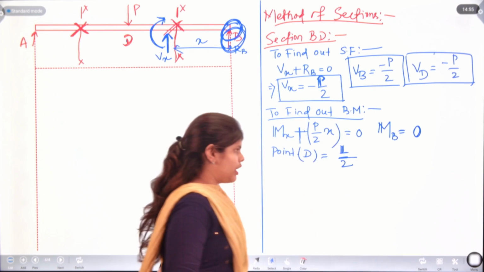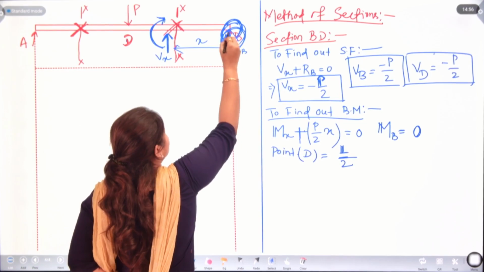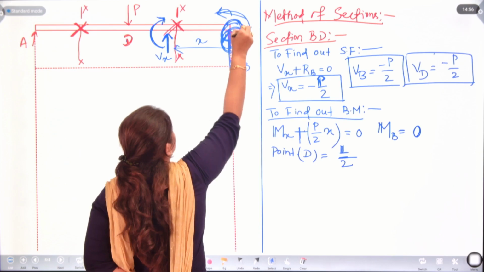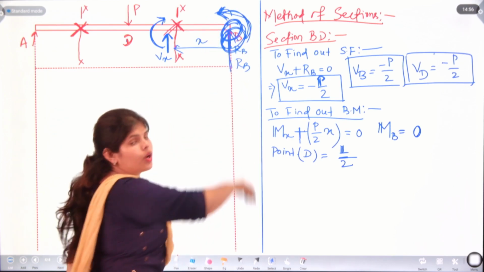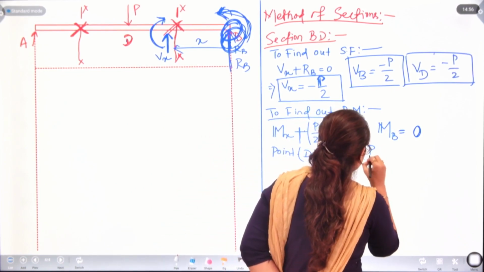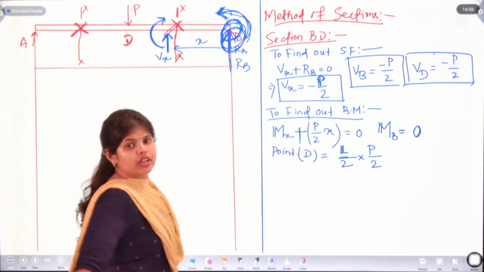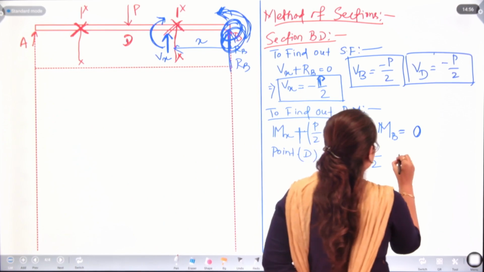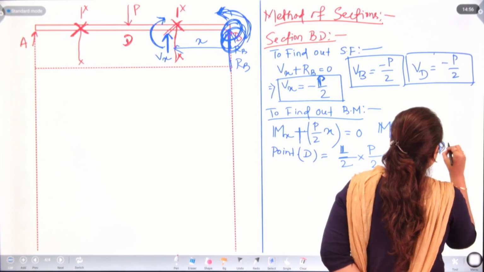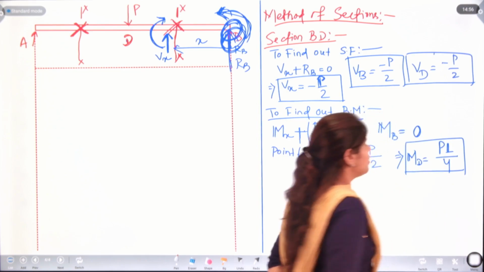The distance is L by 2 and you can see the force here is RB, and it is acting in this direction, that is anti-clockwise direction. So it will be positive, that is into P by 2. Why P by 2? P by 2 is nothing but your RB value. So moment at D, MD, will be PL by 4.